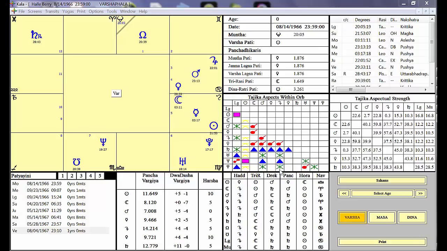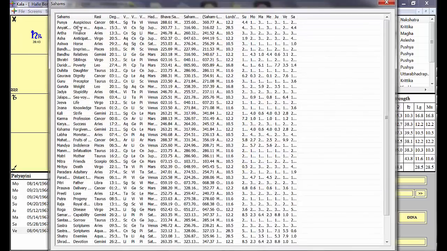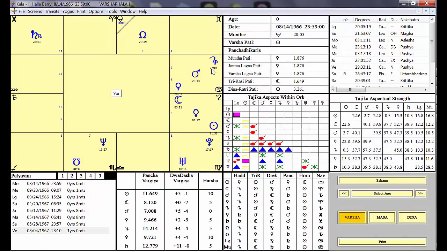Okay, so this is Halle Berry's chart, and this is her birth chart right here. I have it in the Varshafal screen at age 0, so this is her natal chart. If we want to see the Sahams, we'll just go to Sahams and click on it. The very first Saham is the Punya or Auspicious Saham. And her Saham is in Cancer in her birth chart at almost 9 degrees of Cancer. So let's look at Cancer.